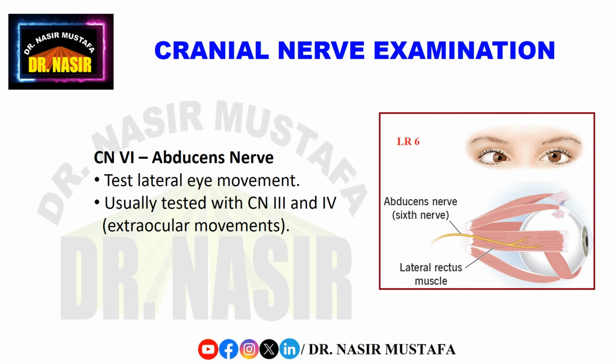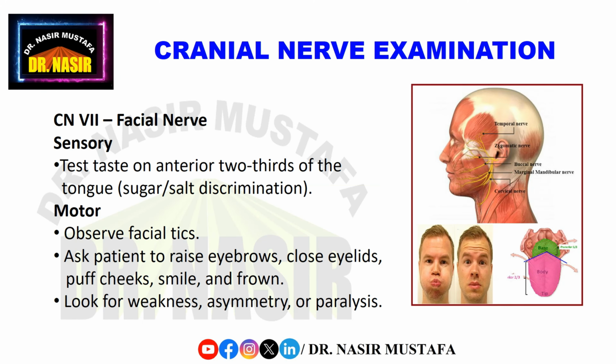Next, assess the abducens nerve, CN6. Test lateral eye movement, usually along with the oculomotor and trochlear nerves during extraocular movement testing. Now, assess the facial nerve, CN7. For sensory function, test taste on the anterior two-thirds of the tongue using sugar or salt. For motor function, observe facial movements. Ask the patient to raise eyebrows, close eyelids, puff cheeks, smile, and frown. Look for weakness, asymmetry, or paralysis.